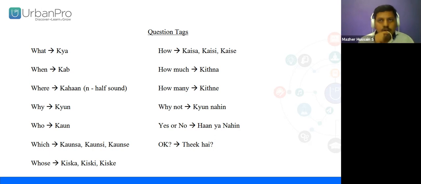For example, if you want to ask which vehicle, like gadi, what is the gender of vehicle? It is feminine, right? So I have to ask kaunsi gadi. If I ask kaunsa gadi, then grammatically that question is wrong, because gadi is feminine. So I have to use the word kaunsi, not kaunsa. I have to say kaunsi gadi.